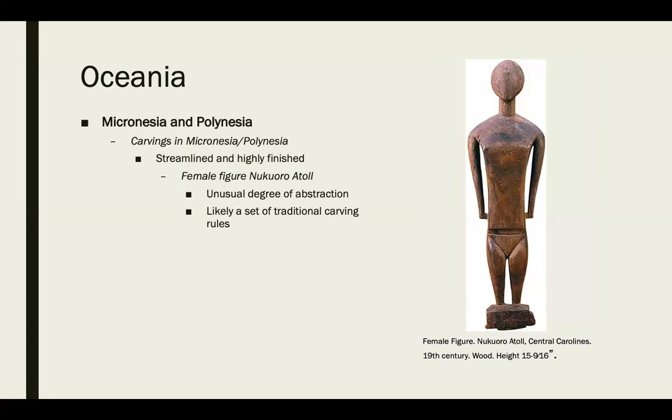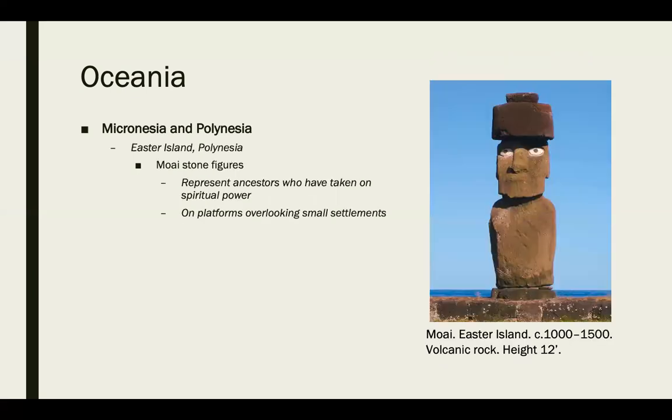Micronesia and Polynesia, these are some carvings. They streamline a lot of highly finished products like this. This is supposed to be a female figure of Nakuro Atoll. It has an unusual degree of abstraction, though. It likely has a set of traditional carving rules to it, but very abstracted, and there were a lot of these made.